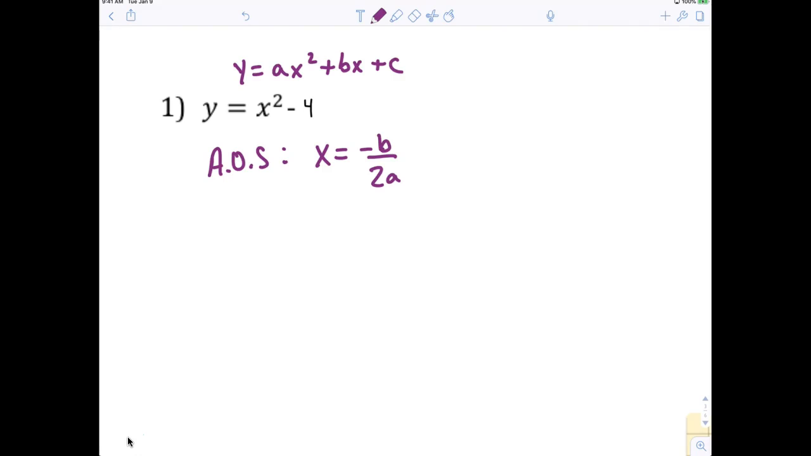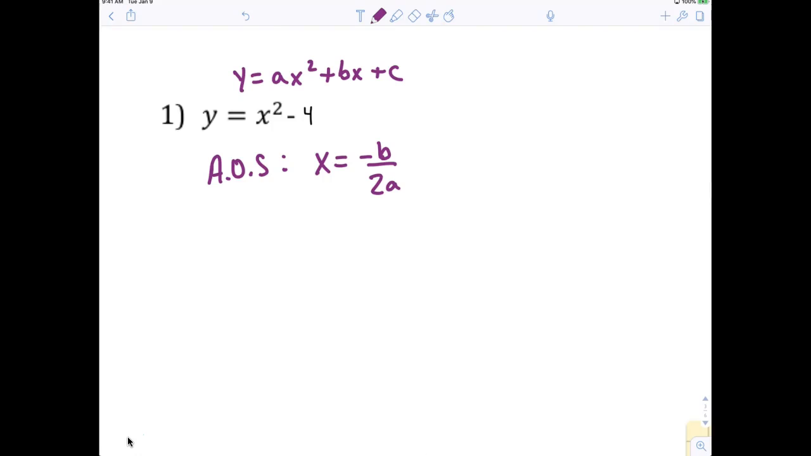What's b in this case, guys? Now, remember, b is the number in front of the x. Is there an x? No, so it's 0. So I want you to put right next to this, just for your own reference: a is 1, b is 0, and c is negative 4. So in this case, x equals negative 0 over 2 times 1. So the axis of symmetry is x equals 0.